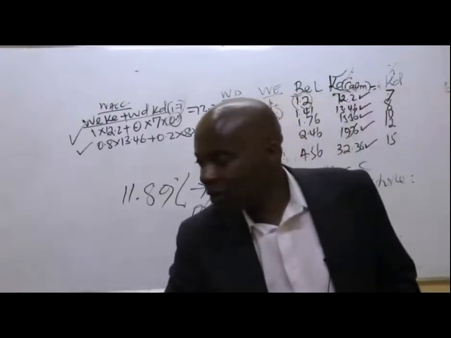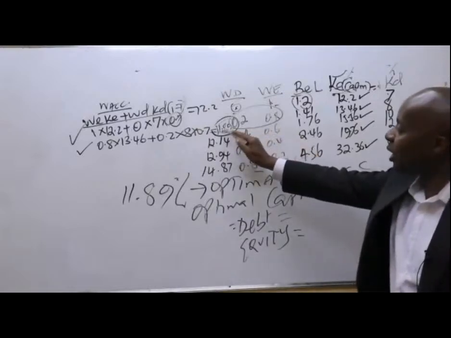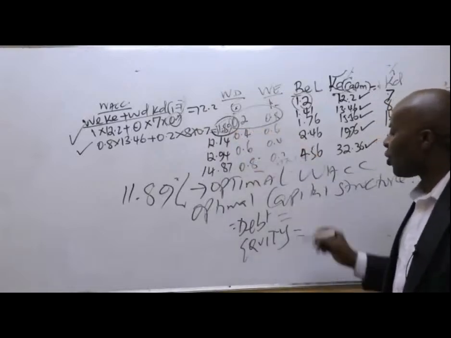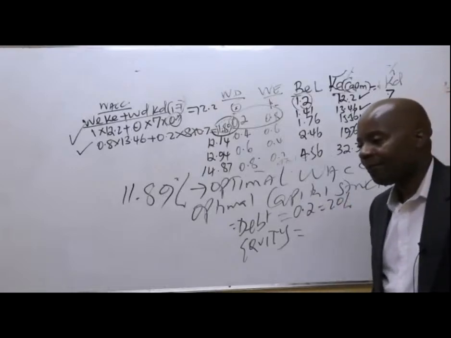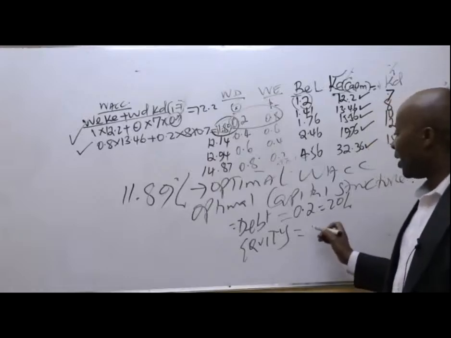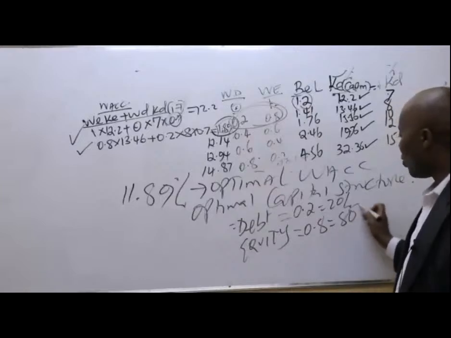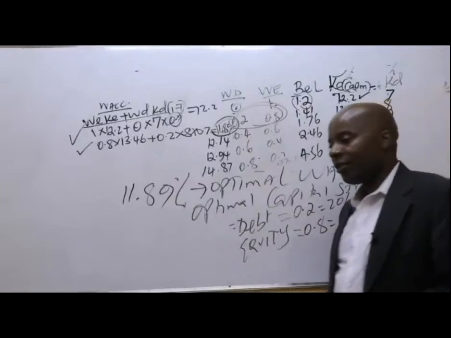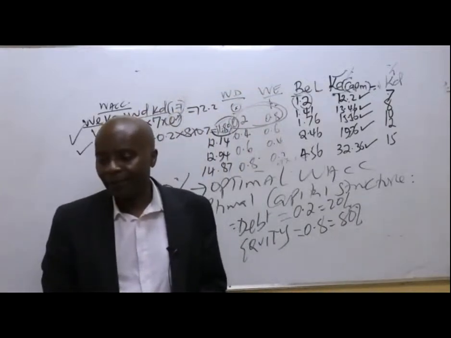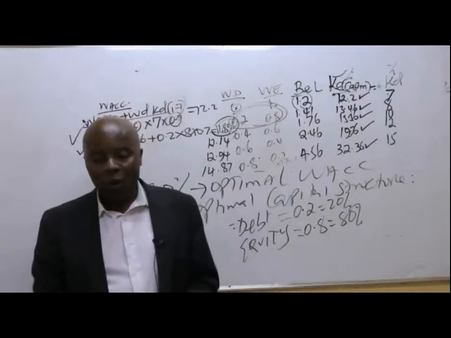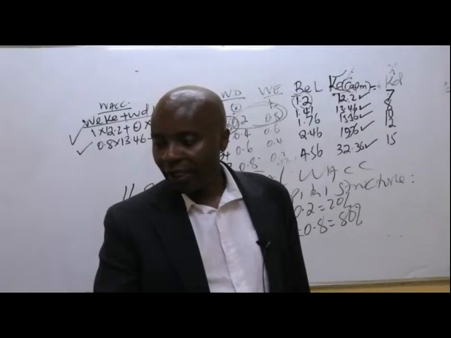So the weight of debt, which corresponds to this best WACC, is 0.2, which is the same as what here? 20%. And then we have equity. Equity will be 0.8, which is what here? 80%. So is there anybody who has a question regarding what we have done today?